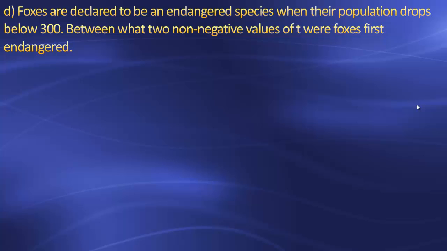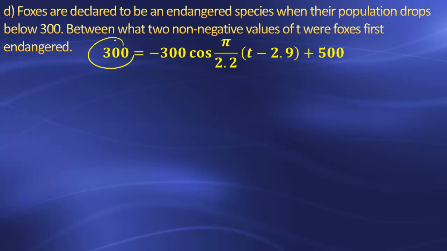All right, so they're an endangered species when their population drops below 300. Between what two non-negative values of t were foxes first endangered? So that 300 goes in right here. Now what we're going to do is slowly get these pieces of the equation over to here. So again, remember that this is really this. Okay, so first let's move this 500 over.